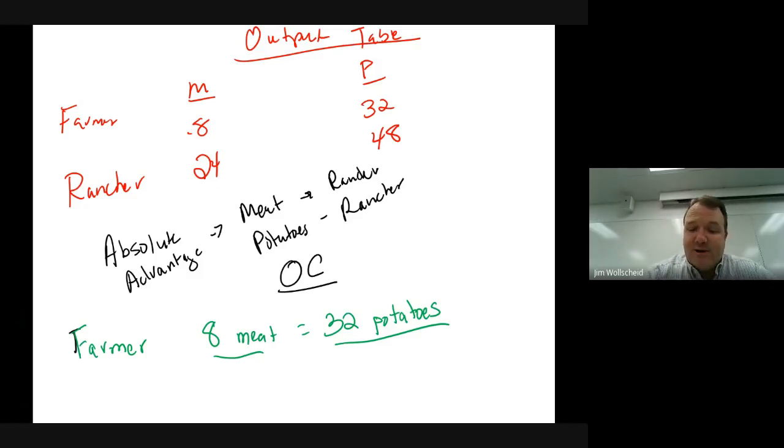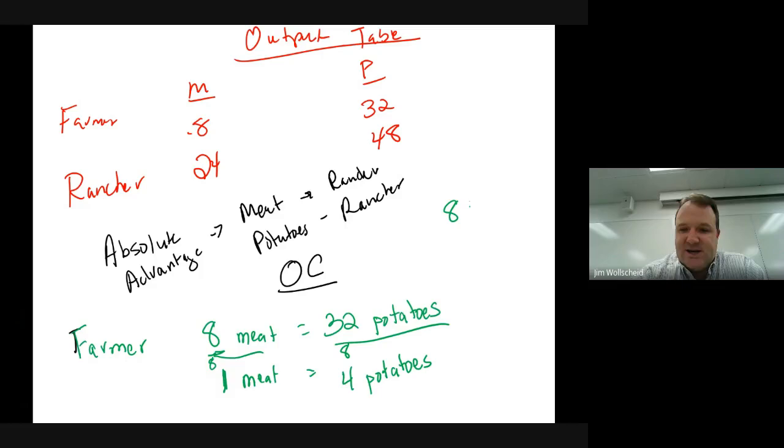So now how do I find what it costs me? Well, I want to know, what does one meat cost? Well, how do I get from 8 to 1? Well, very simple. I divide by 8. So I take 8 and I divide it by 8, gets me my 1 meat. What I do to one side, I have to do to the other side. So it should give us the 4 potatoes.